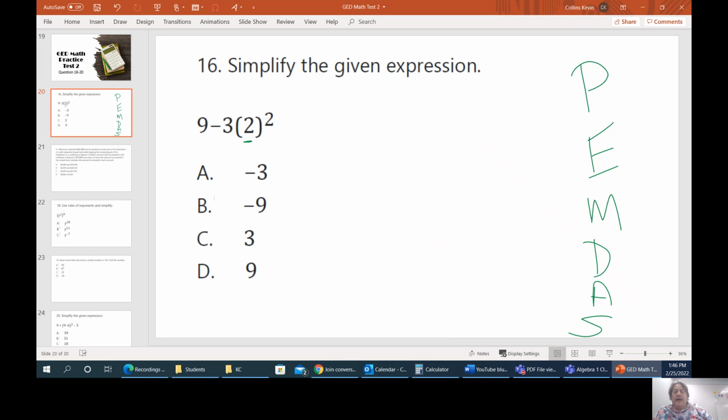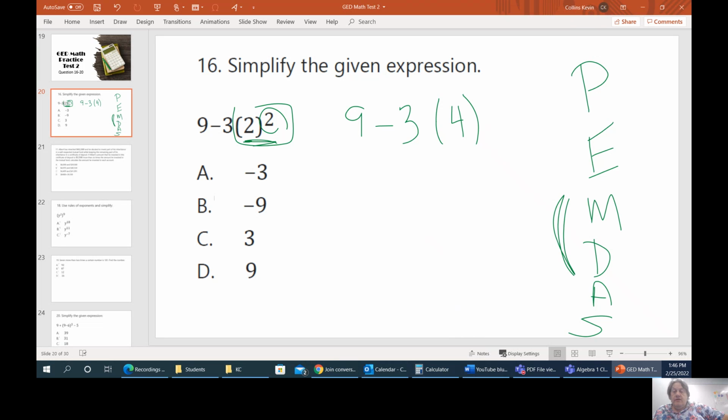Next up, we've got E for exponents. Exponents is this little guy right here. So we're going to do stuff with exponents next. That means we're going to take 2 and raise it to the second power. So now this thing looks like this. It's going to be 9 minus 3, and then all this stuff is just going to become times 4.